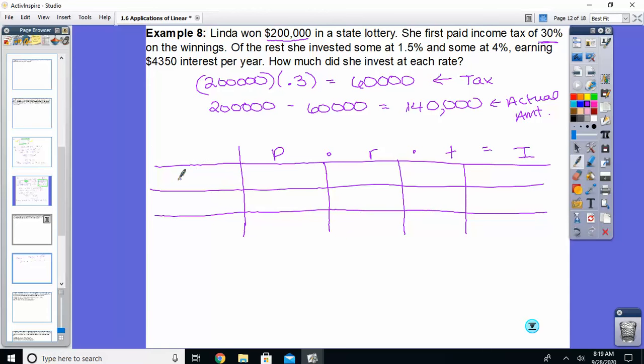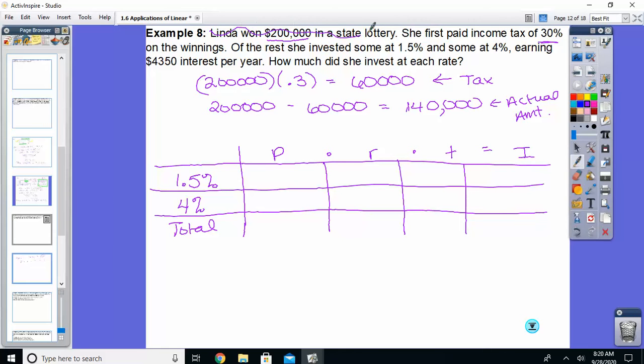Your labels over here, you can call them whatever you want as long as you know what you're looking at. We're putting some at 1.5%, so I'm just going to call it a 1.5%. And the other one is the 4%. And then we had our total. Questions on the setup right here? Now we just go back to the problem, we start reading and figuring out where to put all the information.